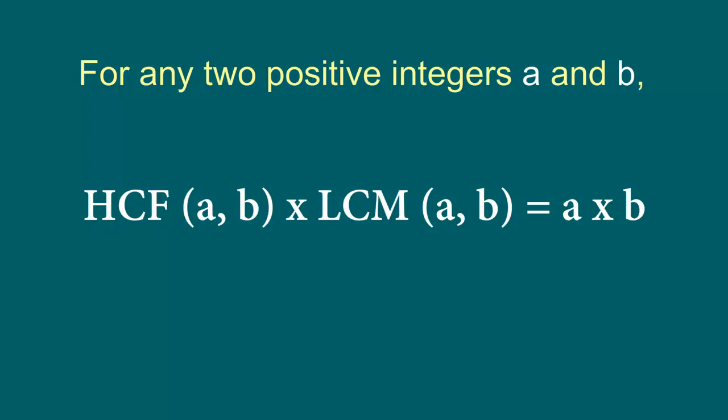We can use this formula when the numbers a and b are given to us, and either the LCM or the HCF is given, so we can find the other one. Here we have 1, 2, 3, 4, so there are 4 variables: the HCF, the LCM, and the 2 numbers. If any 3 are given, we can find the 4th. So this is actually a very powerful formula.